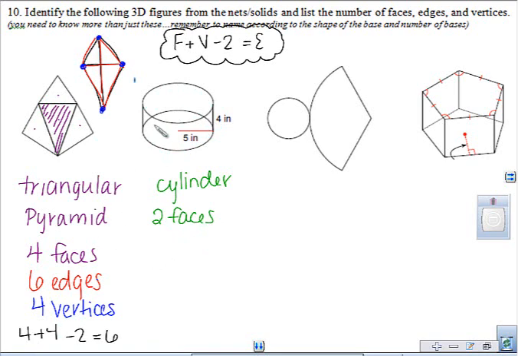Edges is confusing because typically we think of an edge as a line segment, so it has to be straight, but really an edge is also the circumference of a circle. This is the edge of the circle, okay? So there's 1 and 2. So 2 edges. Right, now your vertices are the points where edges meet. Well, none of our edges meet, so there are 0 vertices.